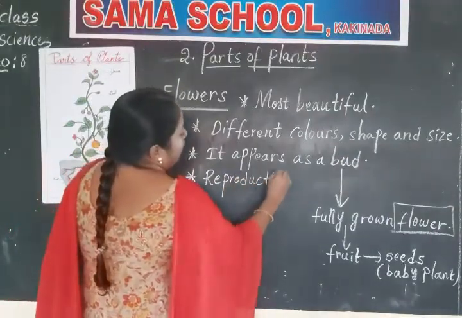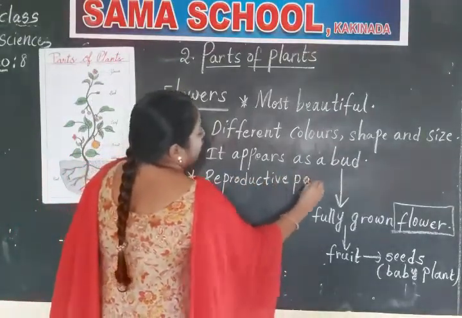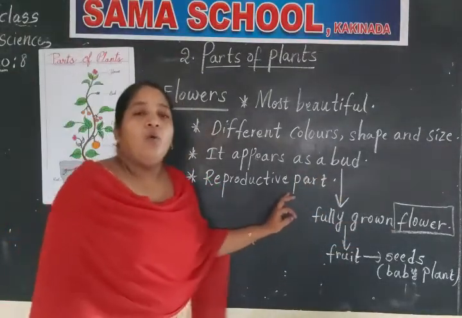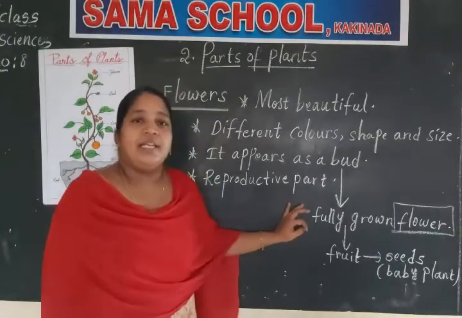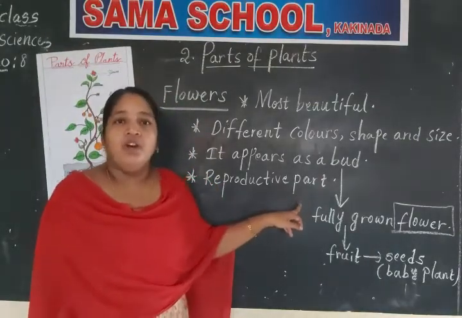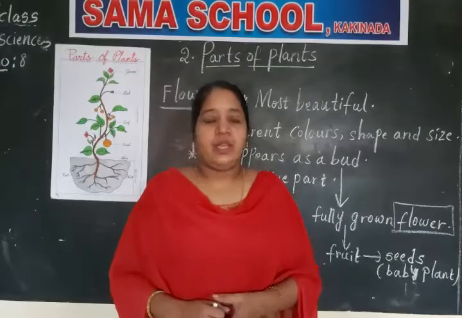Reproductive part of a plant. And we have already learned what is reproduction. In the first lesson we have already learned what is reproduction, children. The process of producing. Okay, children.